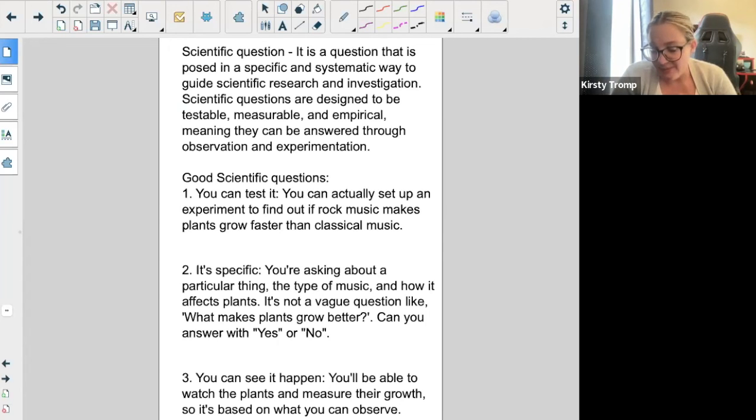I don't understand the scientific question part. Okay, so when we're looking at a scientific question, Caitlin, it's kind of like when you're setting up the experiment or you're setting up the research, you're making sure that your question is a really good quality question. That's what we're looking at here. So for example, can you test it? Is it specific? Can you see it happen? This is kind of like if you were growing a plant and you were playing rock music to it and you were seeing if it was growing.